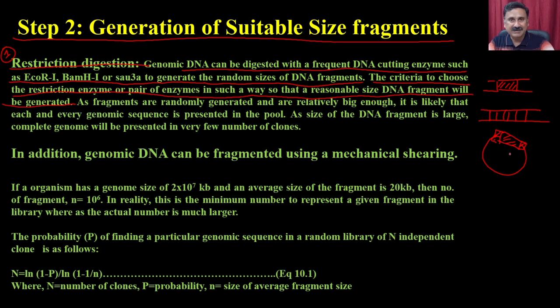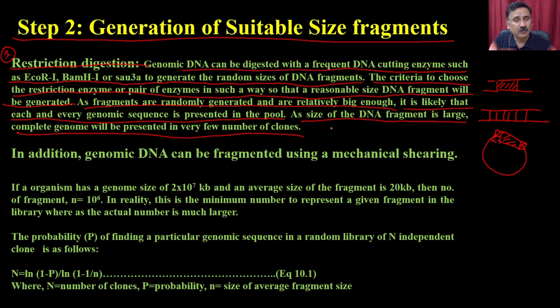So it may have the fragments of other genes, but at least it should have one gene. It should not have 4, 5, or 6 or more genes. That's why you have to generate fragments which are reliable and relatively big enough. It is likely that each and every genomic sequence is represented in the pool. As the size of the DNA fragment is large, the complete genome will be present in very few clones, which means the clone number should be very high so that it represents all the genes present in that particular genome. So that is method number one, where you can do the restriction digestion.